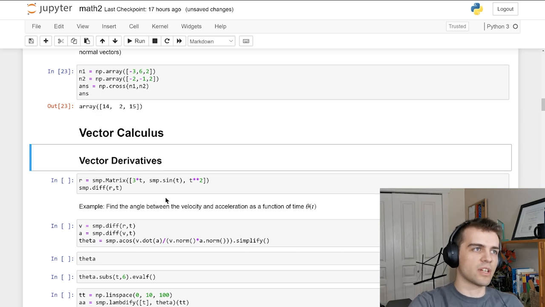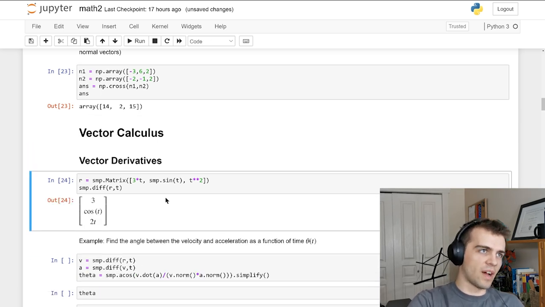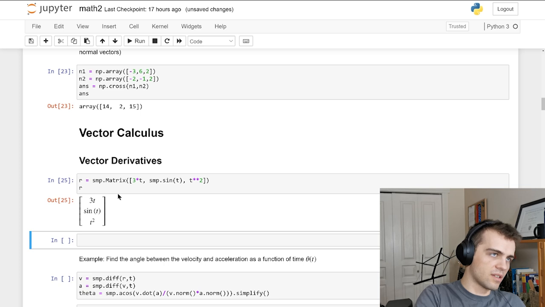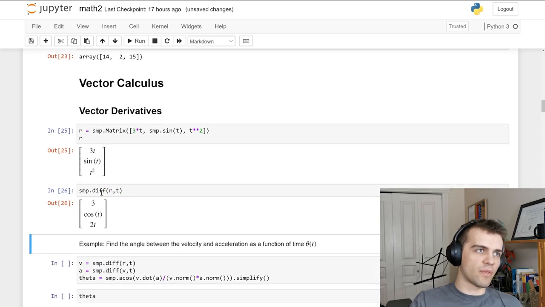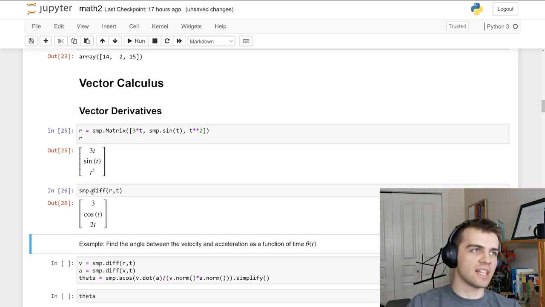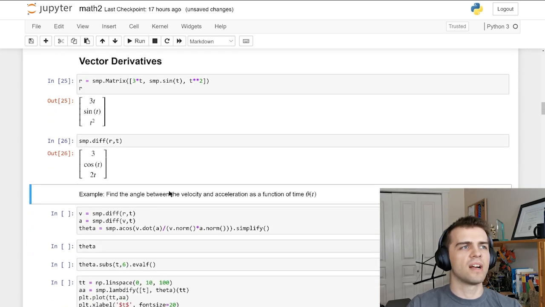So you can start talking about vector derivatives. So for example, if I have vector R here, and I'll just print this. So this is my vector R. Then it's really easy to take the derivative of R. You go sym.diff R of T, and it can actually take a vector or even a matrix. It's a function of T, and it differentiates it with respect to T. Very simple to do vector derivatives.